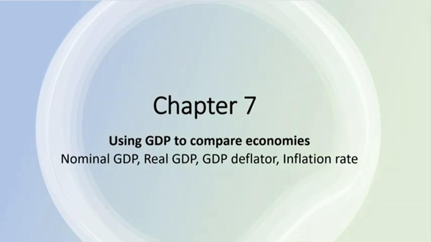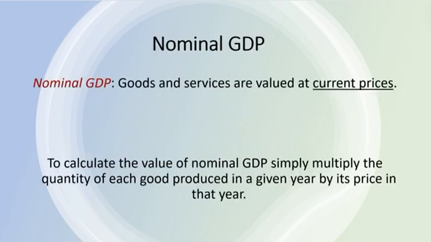Today we're going to be talking about Chapter 7, which is using GDP to compare economies. And in this short video, we'll be talking more specifically about nominal GDP, real GDP, GDP deflator, and the inflation rate. Here, starting off, we are going to be discussing the different comparisons, starting with the nominal GDP. So nominal GDP is the goods and services valued at the current year's prices.